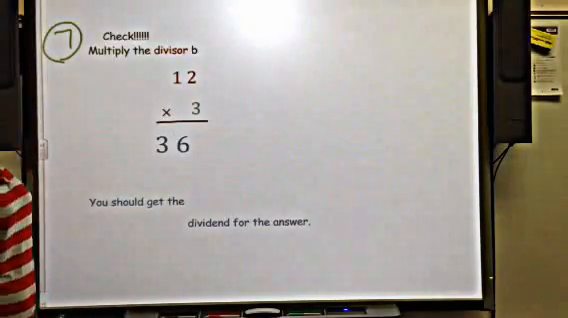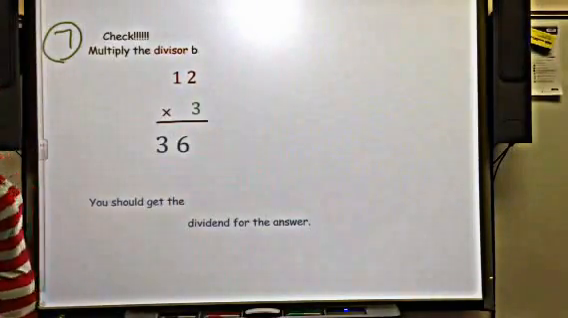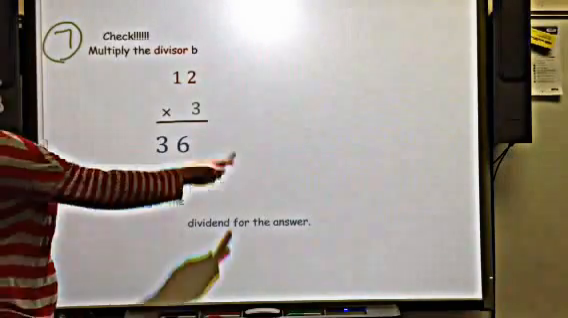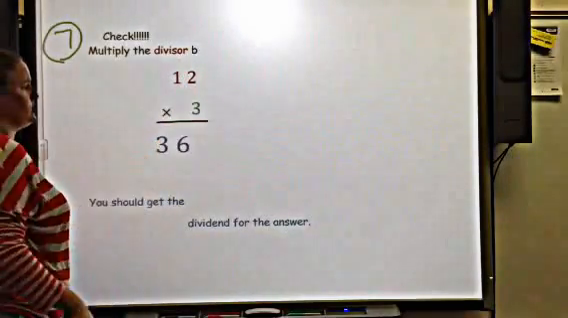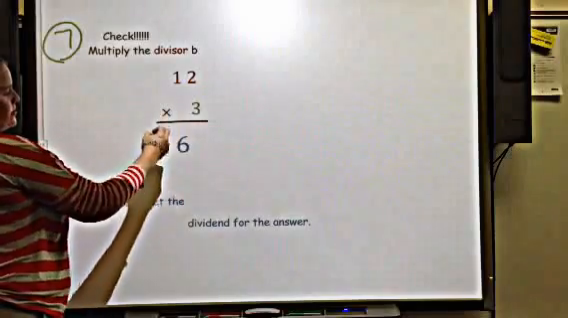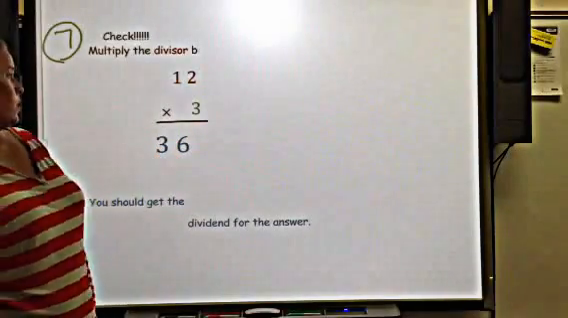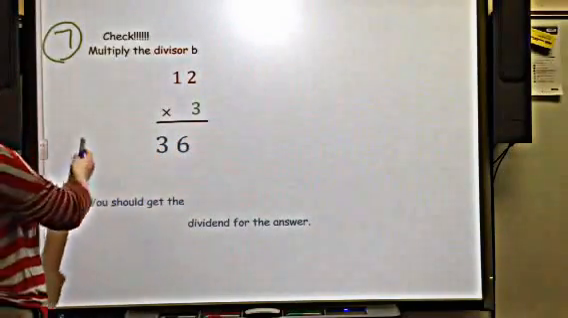Step 7 is to check your work. Multiply the divisor by the quotient. My divisor was 12, my quotient was 3. And when I multiply that, it equals 36. And that's what your dividend was.